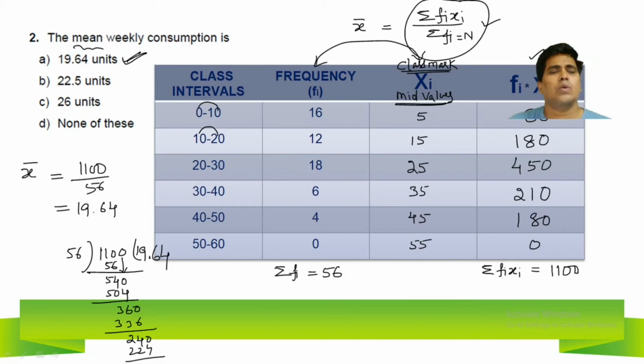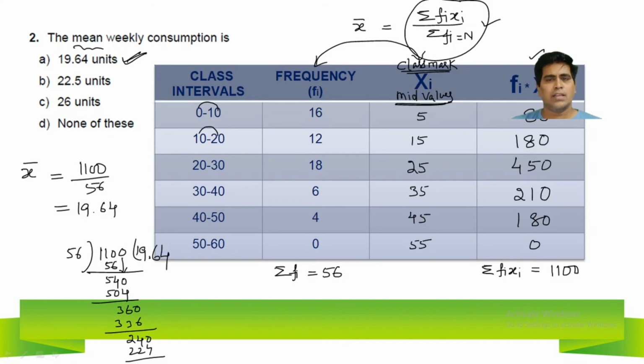So once again you cross check the calculations. So it is clear. Nobody is here that they don't know the formula. So mean formula is sigma Fi Xi by sigma Fi. So I'm using the direct method. You can use any method, whatever you want.